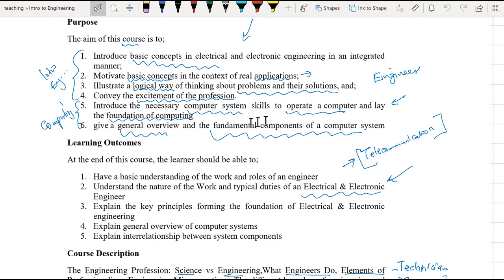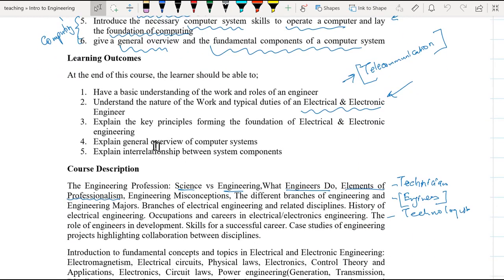So they are not very technical courses. You just need to understand what engineers do, what kind of work that engineers carry out, the skills that they gain, or the skills that they are required to have, among many others. And learning objectives are also very similar, that you should have a basic understanding of the roles of an engineer, understand the nature of work that engineers do, and then the principles forming the foundation of electrical engineering.